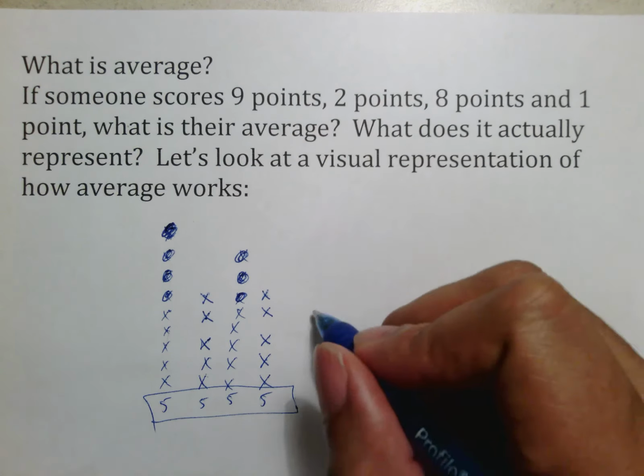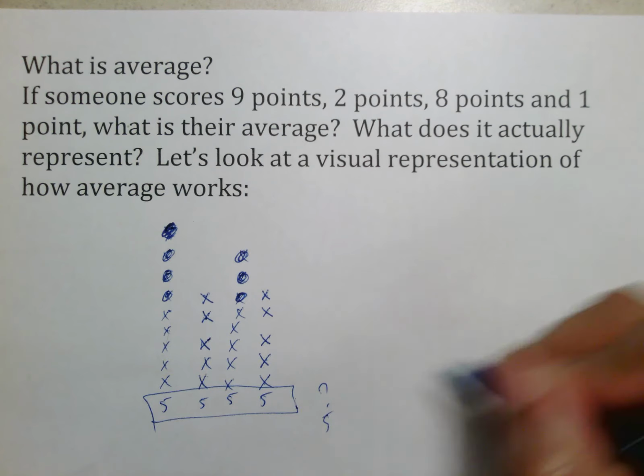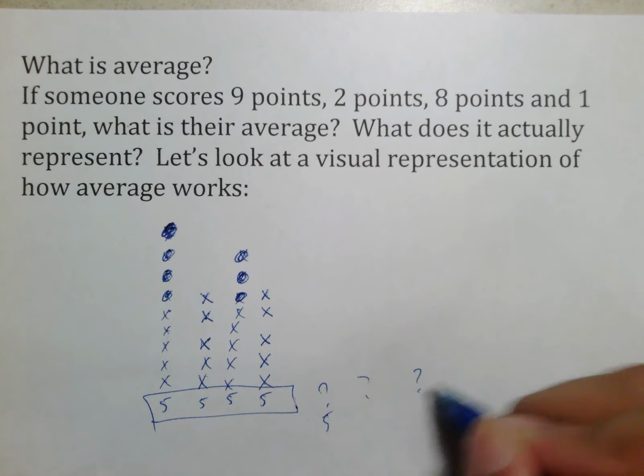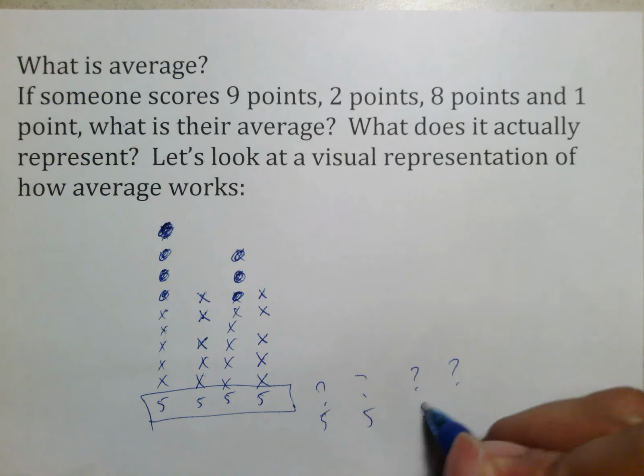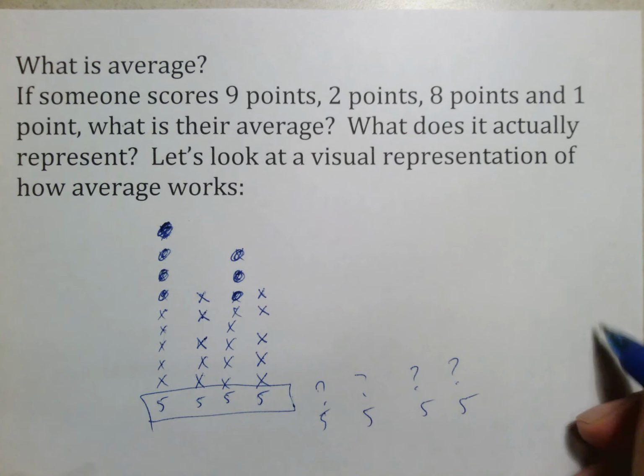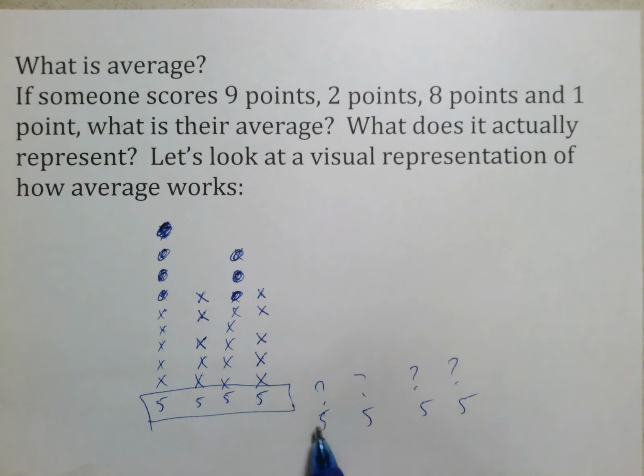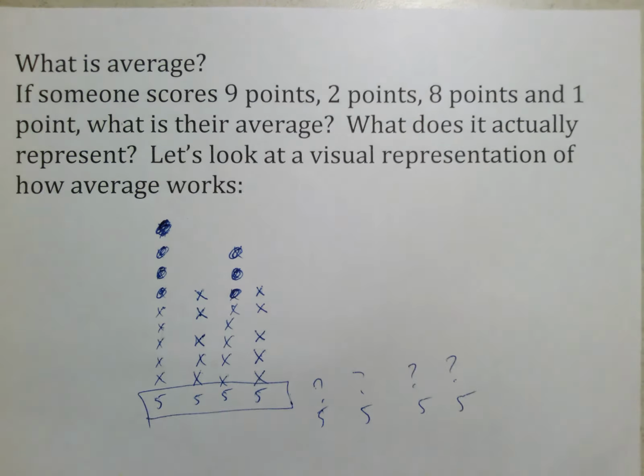Well, if they had another game and we don't know how many points they score, we can assume it's 5. And what can we assume for the next 3 games? That they're probably going to score 5 points in each one of those, because if they've averaged about 5, we can expect about 5. Now, it doesn't mean they're going to score 5, but if that's their average, that's what we can assign to everything.